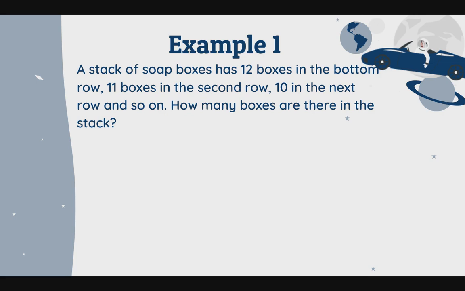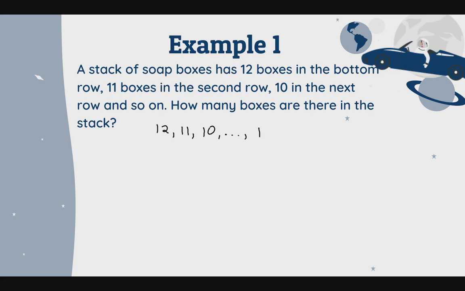Unlike the problem that we had a while ago, here we don't know the last term, but we can identify it by observing our sequence. So our sequence will go like this: 12, 11, 10, and so on. If it is decreasing by 1, as we can observe here, then the last term will be 1. The last row of our boxes will have 1 box only.